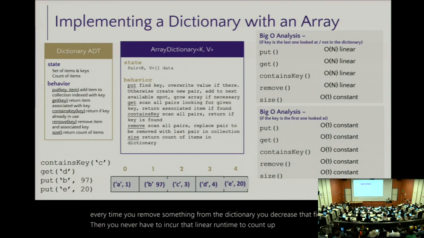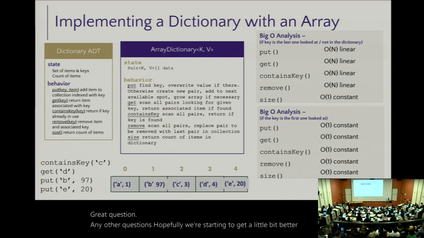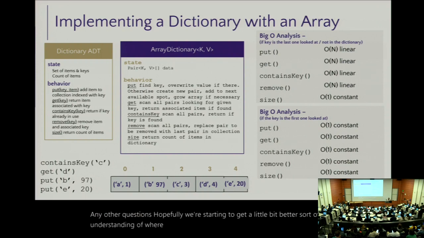So that's why that size method is always constant, because all it's doing is literally just returning the value of an int field. Great question. Any other questions? Hopefully we're starting to get a little bit better understanding of where that constant versus linear is coming in.